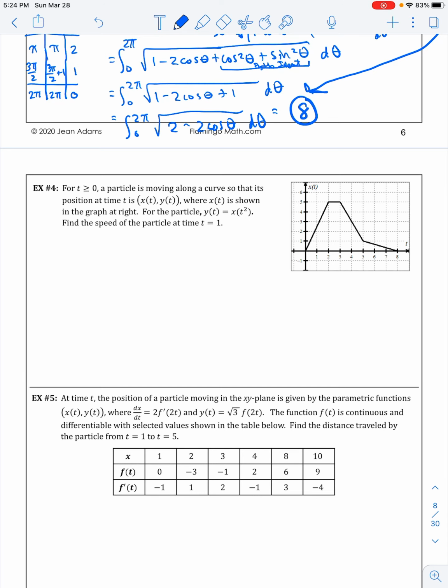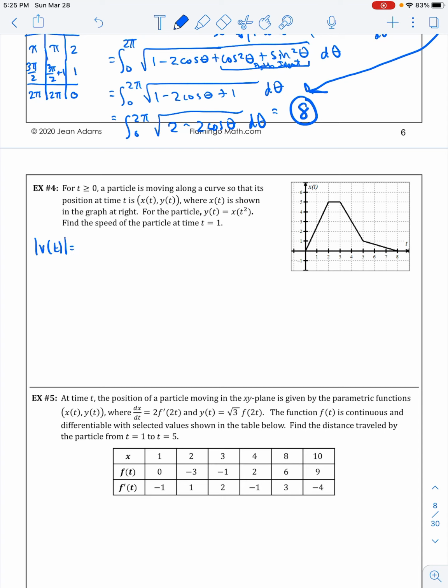Okay, example number 4. For t greater than or equal to 0, a particle is moving along a curve so that its position at time t is x of t comma y of t, where x of t is shown in the graph at the right. For the particle, y of t equals x of t squared. Find the speed of the particle at time t equals 1.